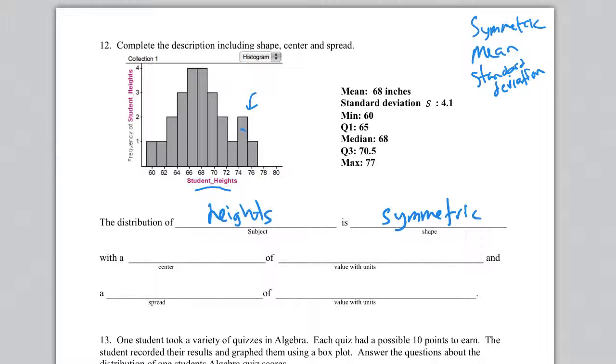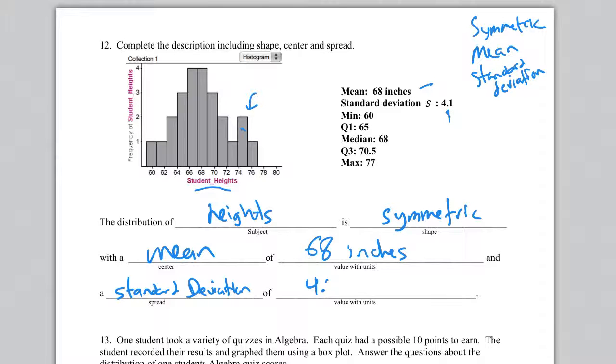So with a center, that's going to be the mean of, and I look up here, my mean is 68 inches. And a spread, so for spread I use standard deviation. A standard deviation of, and it gives me that, 4.1 inches.